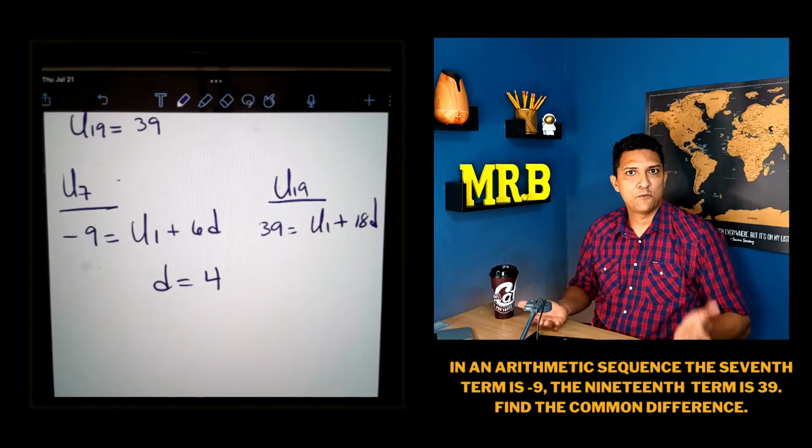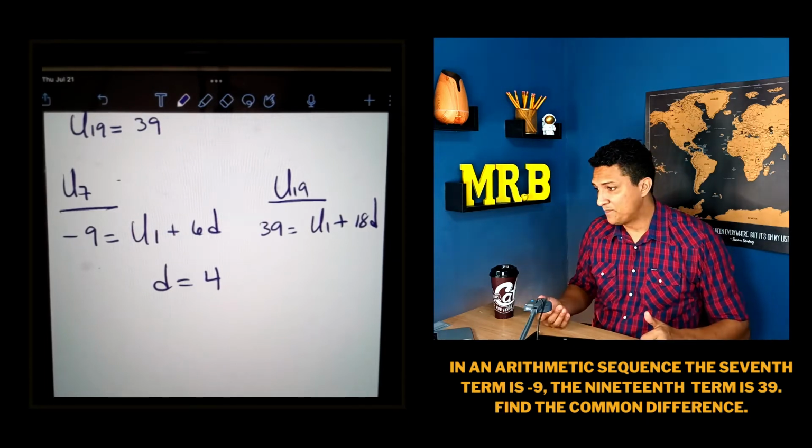That is the answer of this problem. So I hope that you got it right. Okay, let's see the last problem of today's lesson.